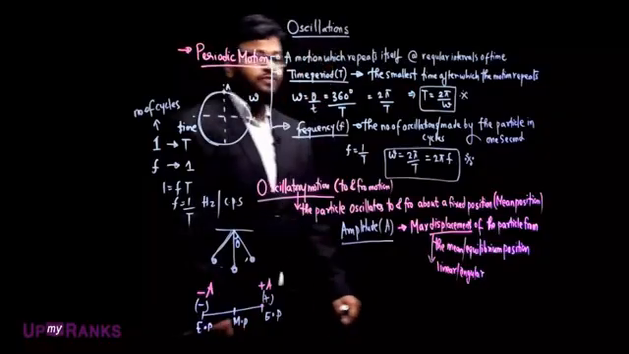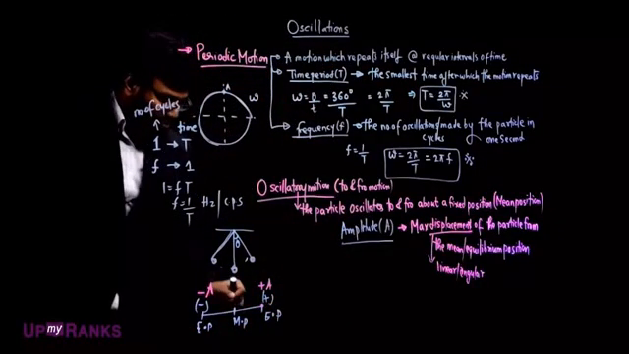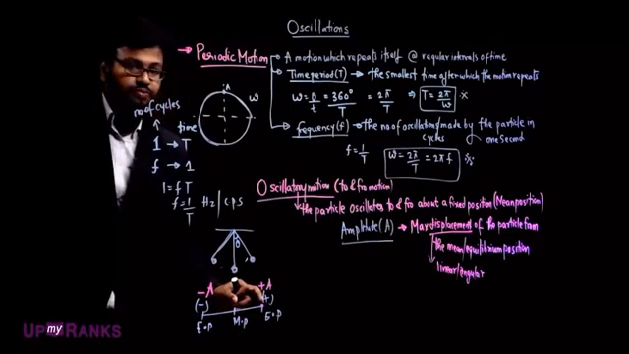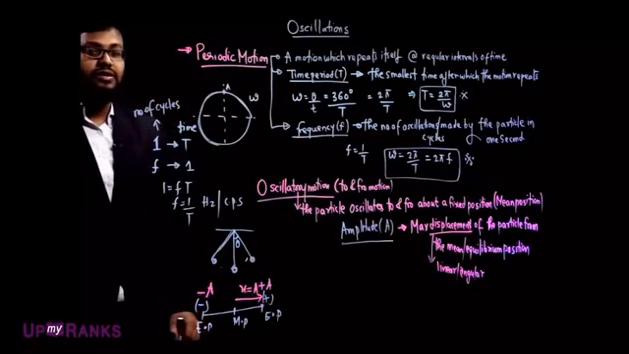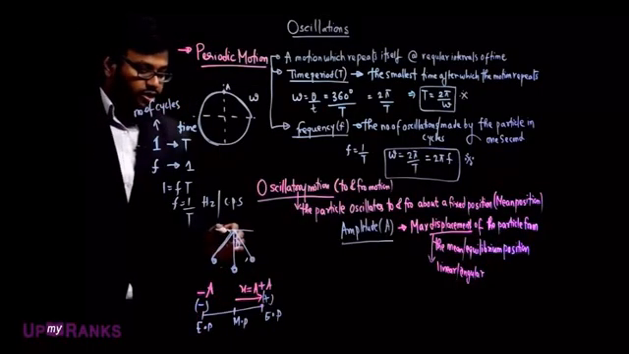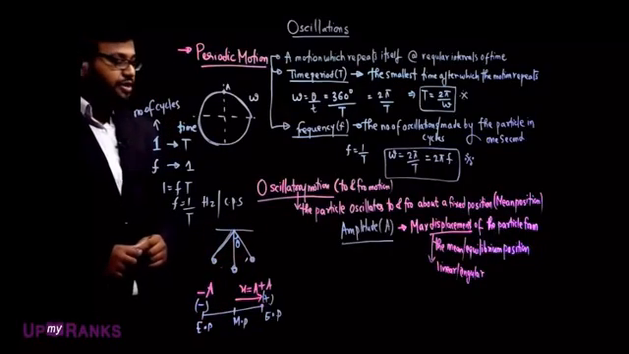So the maximum displacement of the particle from the mean position will be called the amplitude. It is measured from the mean position to the extreme position. So it will be x equal to a, and x equal to minus a, or I can also say the angular displacement will be equal to theta. So this is basically an oscillatory motion.